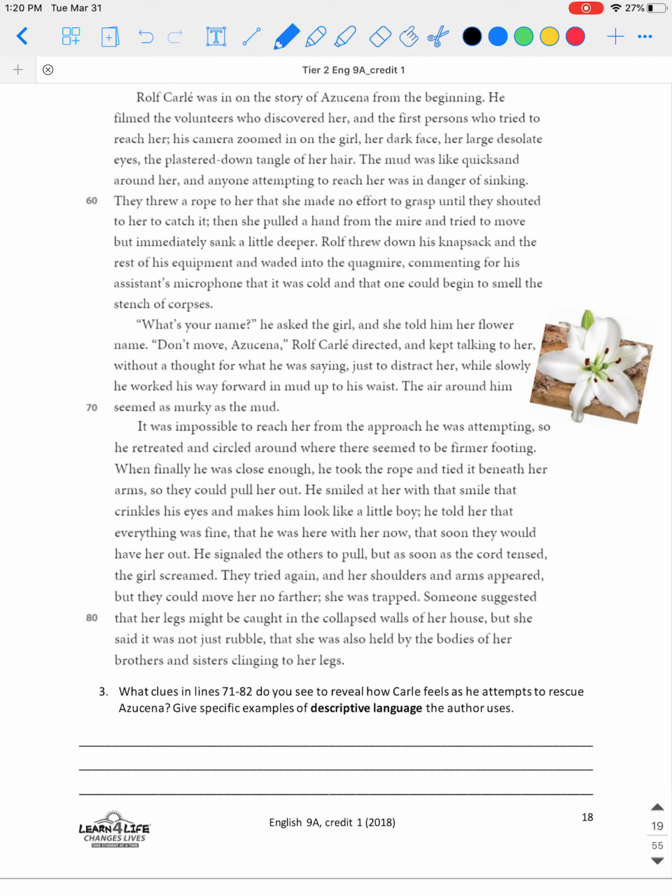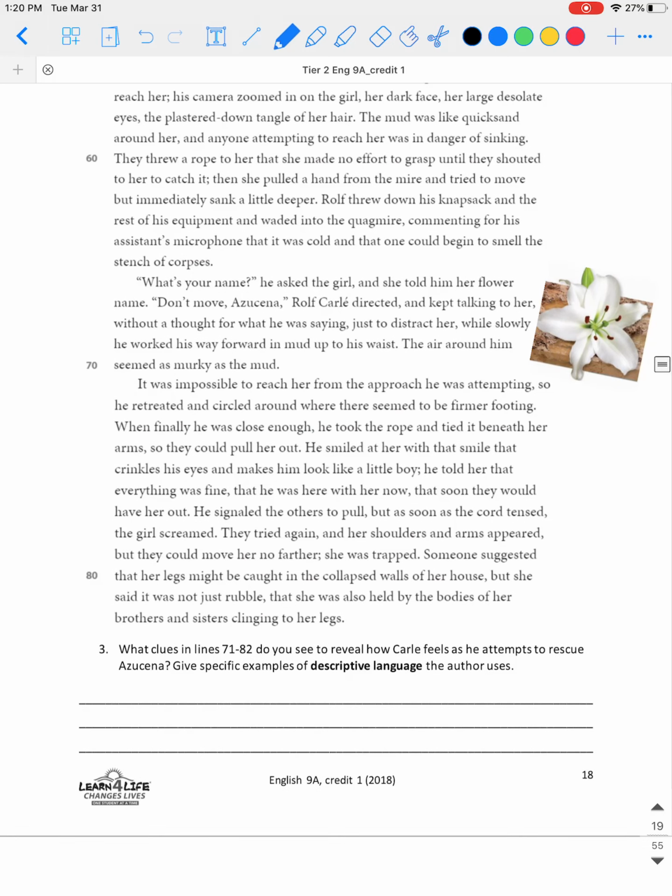When finally he was close enough, he took the rope and tied it beneath her arms so they could pull her out. He smiled at her with that smile that crinkles his eyes and makes him look like a little boy. He told her that everything was fine, that he was here with her now, that soon they would have her out. He signaled to others to pull, but as soon as the cord tensed, the girl screamed. They tried again, and her shoulders and arms appeared, but they could move her no farther. She was trapped. Someone suggested that her legs might be caught in the collapsed walls of her house, but she said it was not just rubble, that she was also held by the bodies of her brothers and sisters clinging to her legs.